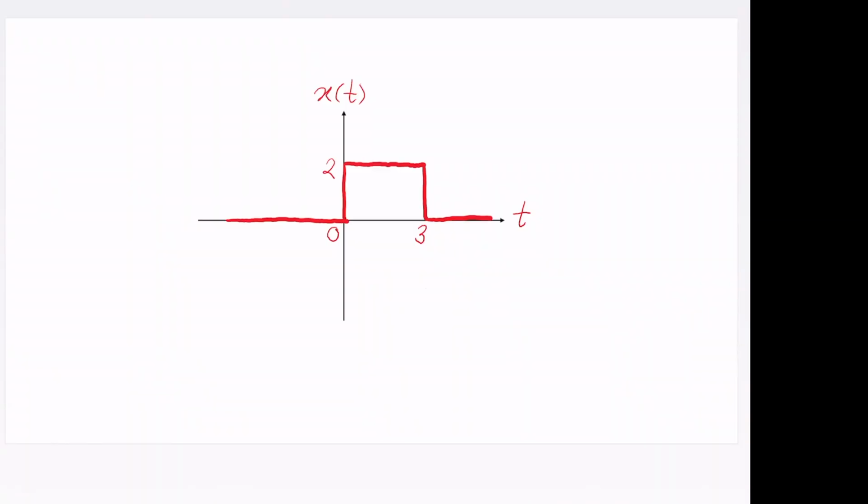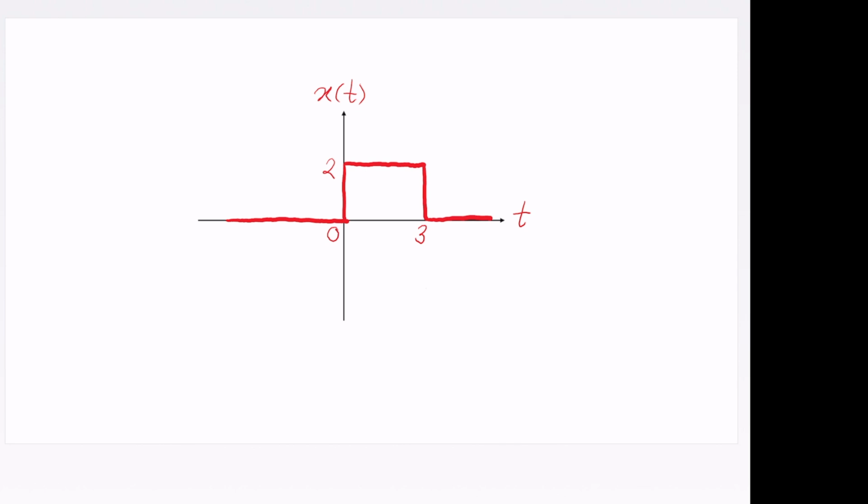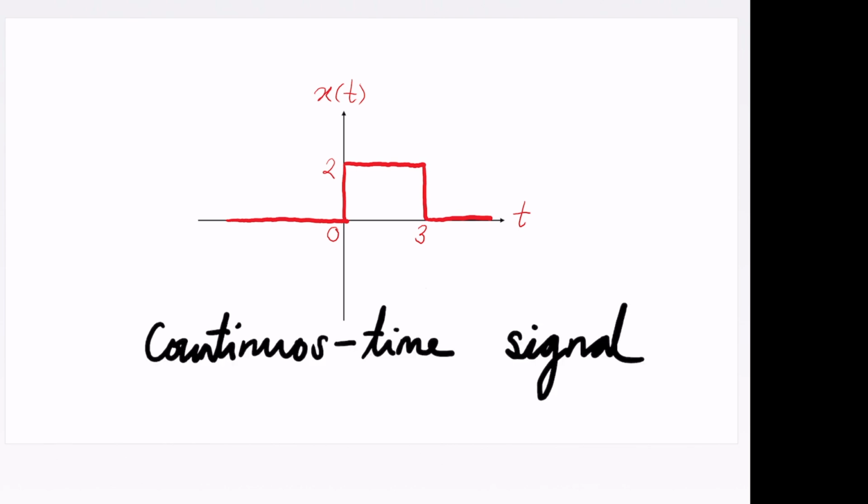Let's consider this signal x(t), which has a non-zero amplitude from t equal to 0 to t equal to 3, and this signal is called a continuous time signal. From t equal to 0 to t equal to 3, there are actually an infinite number of points with values of 2. So that's why this signal is called a continuous time signal.